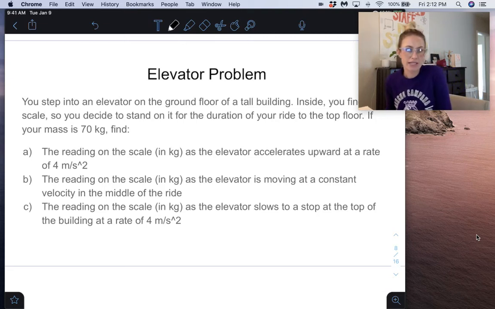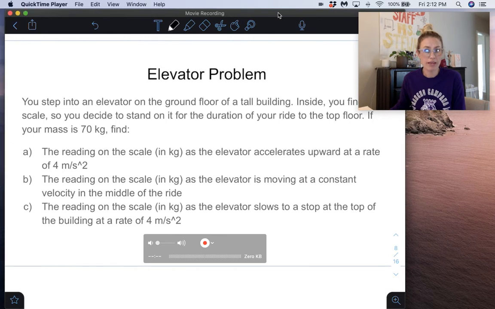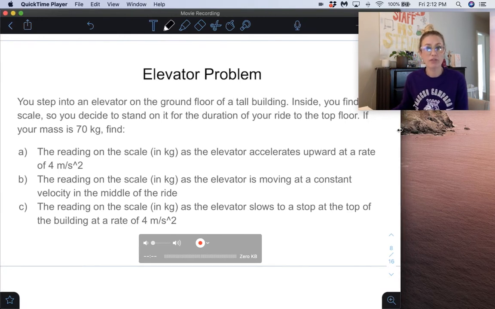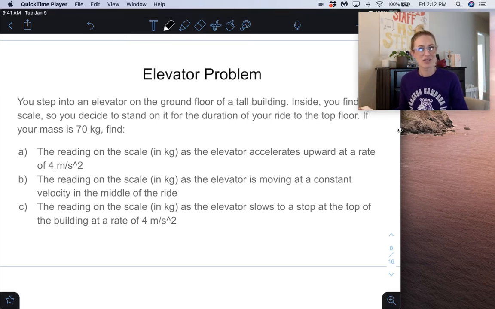Here's a special Newton's second law problem called the elevator problem. With the elevator problem, you step into an elevator on the ground floor of a tall building. Inside, you find a scale, weirdly. So you decide to stand on it for the duration of your ride to the top floor.